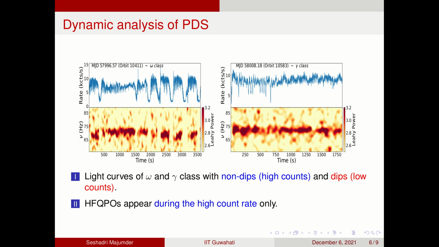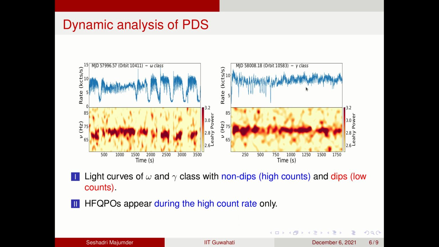So for that purpose, what we did, we segregated the whole exposure time into 32 second segments and did the power density spectral analysis, and we see that the power near 70 Hz is maximum according to this color bar when the light curve contains high count duration, and during the dips the power is less. So we conjecture that the high frequency QPO only appears during the high count region of the light curve only.